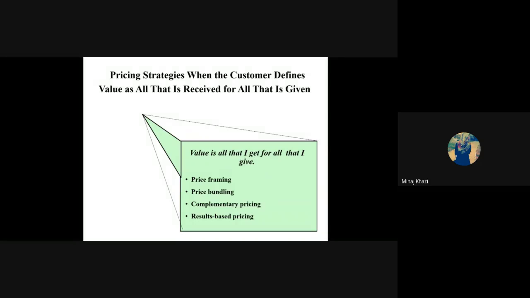And the last one is results-based pricing. So some of the services like medical or legal, what happens in legal or in medical? It is based on the results. So, for example, if the doctor has asked you to take a test, based on the result of the test, he'll tell you what the pricing is.